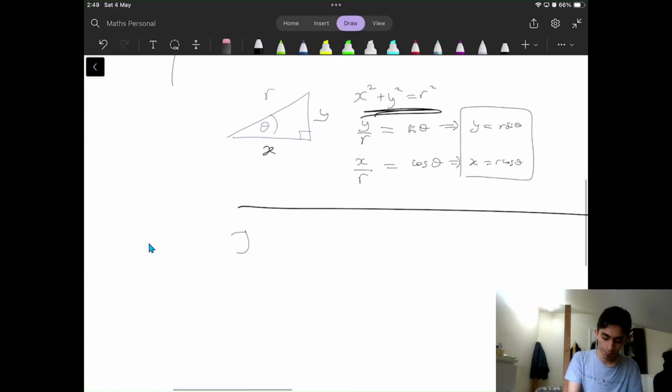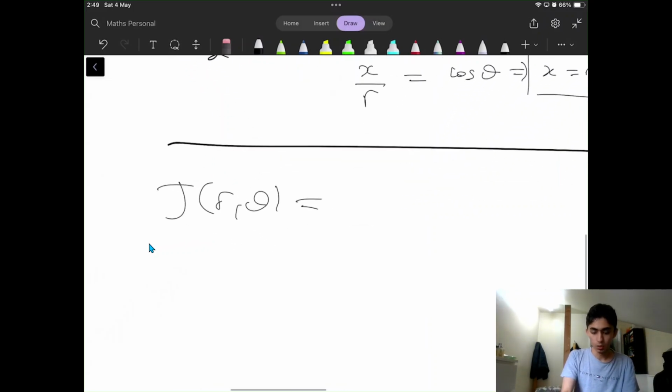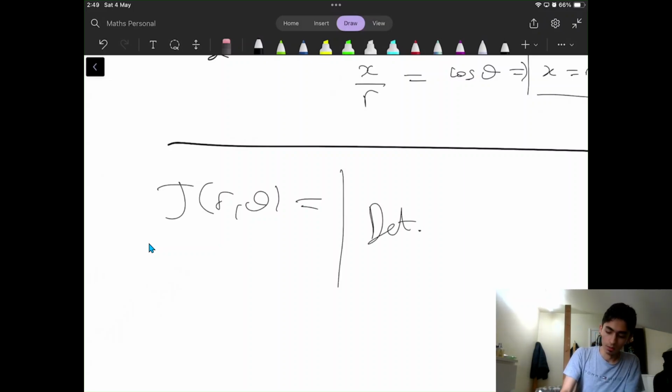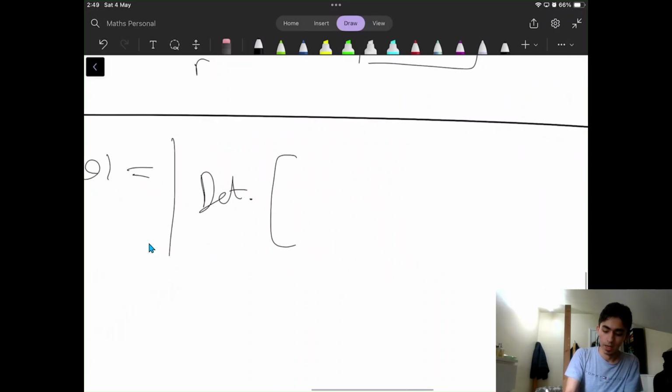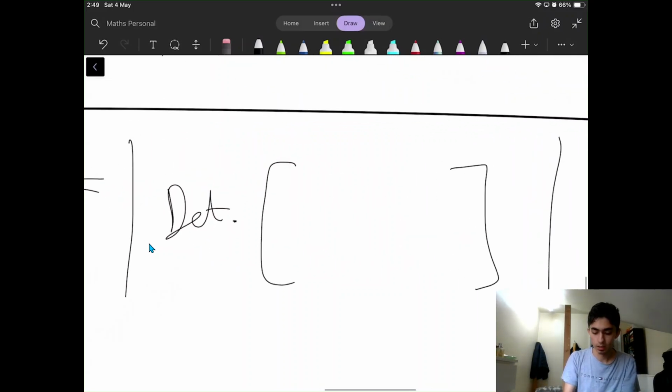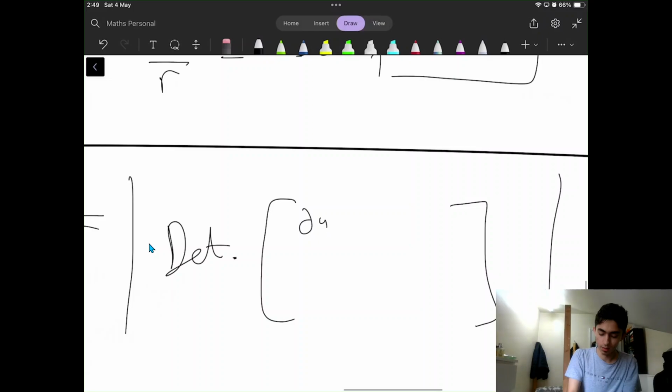So the Jacobian with the variables r and theta can be written as the absolute value of the determinant of the following 2x2 matrix. Okay, that matrix goes like this. I think it's the partial derivative of y with respect to r, and of y with respect to theta, and of x with respect to r, and of x with respect to theta.